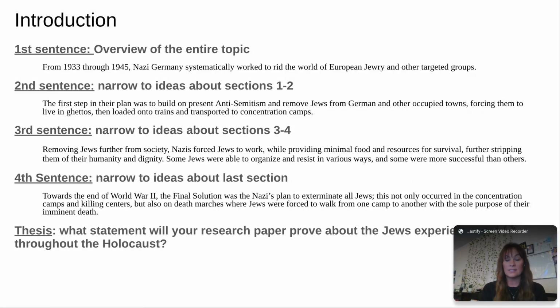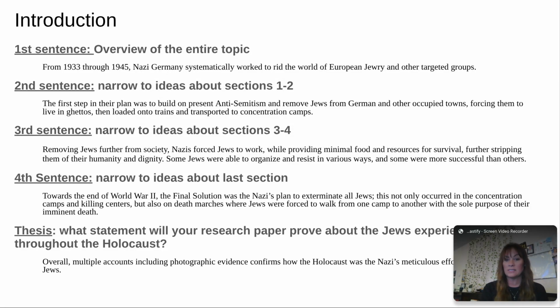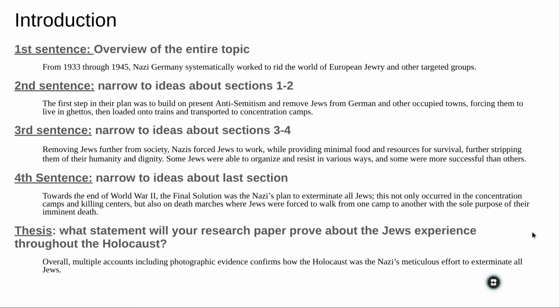Then your thesis. This is going to be your last statement. What does your research paper prove about the Jews' experience? Something similar to, overall multiple accounts, including photographic evidence or survivor testimonials, anything like that, confirm how the Holocaust was the Nazis' meticulous effort to exterminate all the Jews.